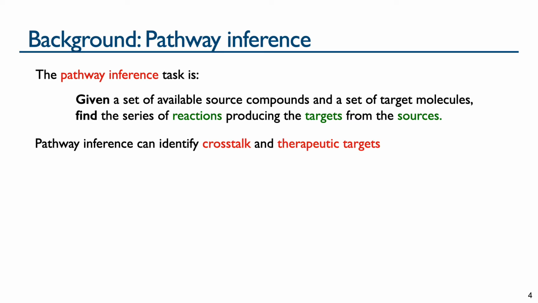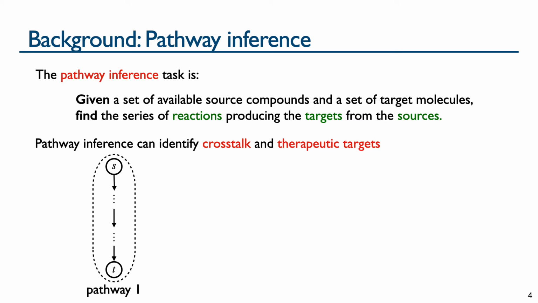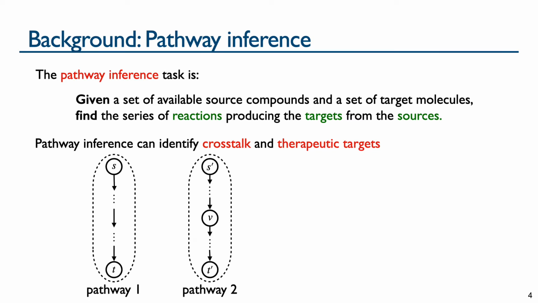Pathway inference can identify crosstalk, which is explained in the following picture. Pathway 1 is an annotated pathway from S to T, and pathway 2 is an annotated pathway from S' to T'. By inferring a pathway from S' to T, we can show that the activation of pathway 2 can cause partial activation of pathway 1.